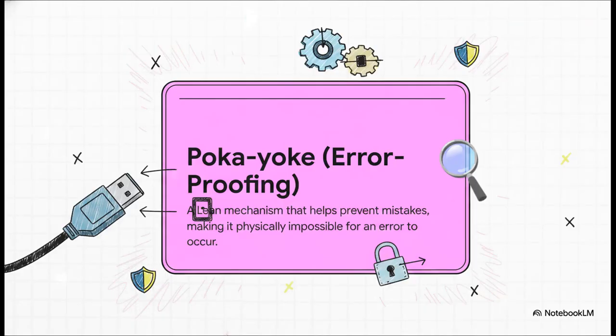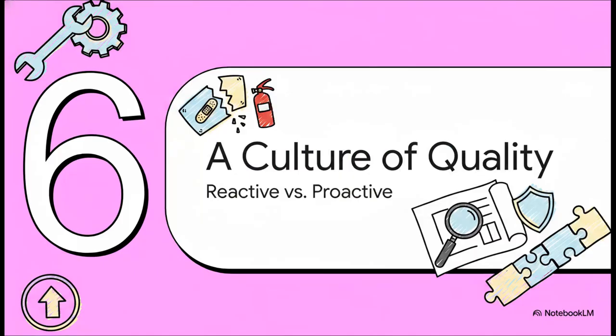Okay, next up is a really cool concept from Japan called poka-yoke, which basically means error-proofing. And the idea behind it is just brilliant. Instead of training people not to make mistakes, you design the process itself so that it's physically impossible for the error to happen. The classic example is a USB cable. You can only plug it in one way. That's poka-yoke in action.